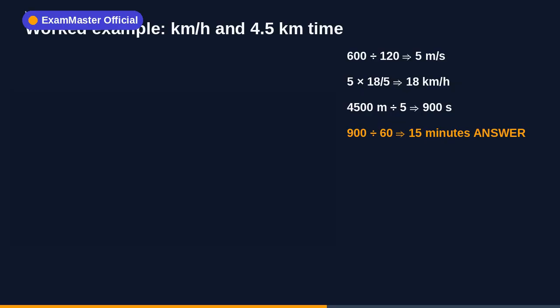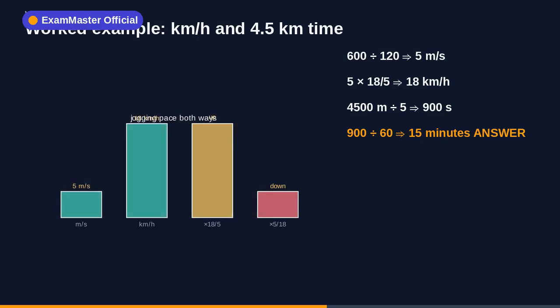4,500 m at 5 meters per second gives 900 s equals 15 min. 4.5 km equals 4,500 m at 5 meters per second gives 900 s. 900 divided by 60 equals 15 minutes. 15 minutes, also 5 meters per second and 18 kilometers per hour. The trap, mixing km with seconds without converting length first.